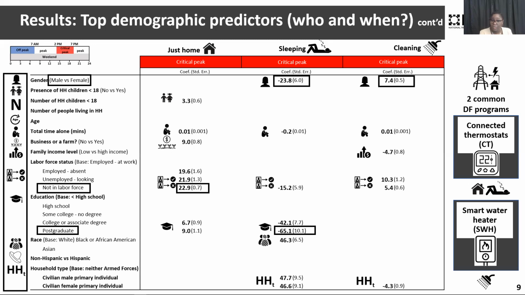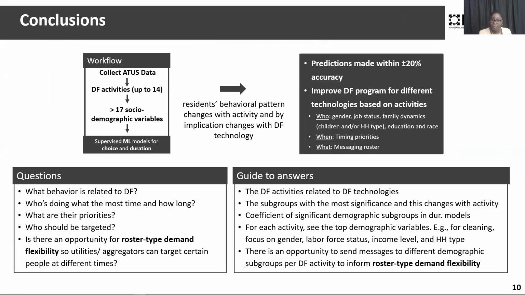While the mechanisms for this need to be tested, these results offer deeper insights into timing and priorities for different people, unlike before. There's simply so much we can learn from these different subgroups during different periods. So, in conclusion, so far, we showed you how we leveraged and connected existing data to knowledge gaps in creating a framework to answer the questions that we asked initially. We also demonstrated how residents' behavioral pattern changes with activity and, by implication, changes with DF technology.